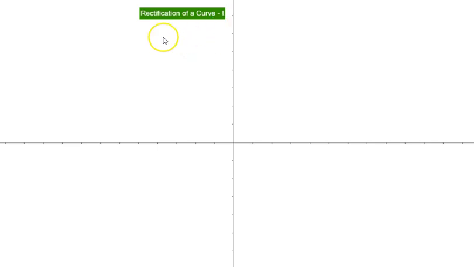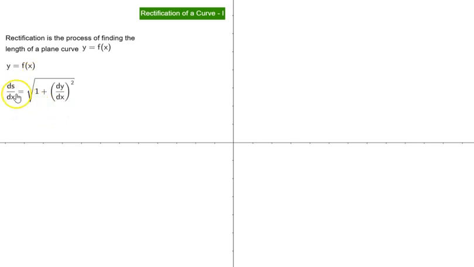Let us look at rectification of a curve. Rectification is a process of finding the length of a plane curve y is equal to f of x. So we have a curve on a plane and we know that the rate of change of the arc length with respect to change in x is equal to square root of 1 plus dy by dx square.